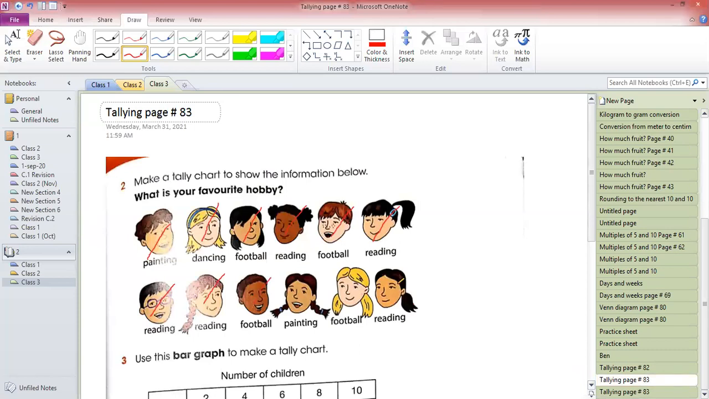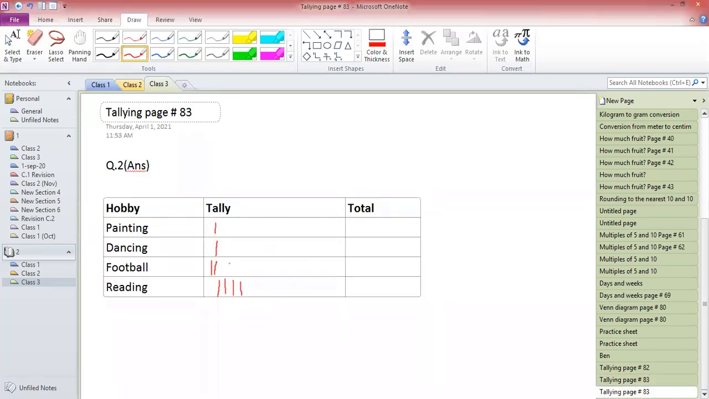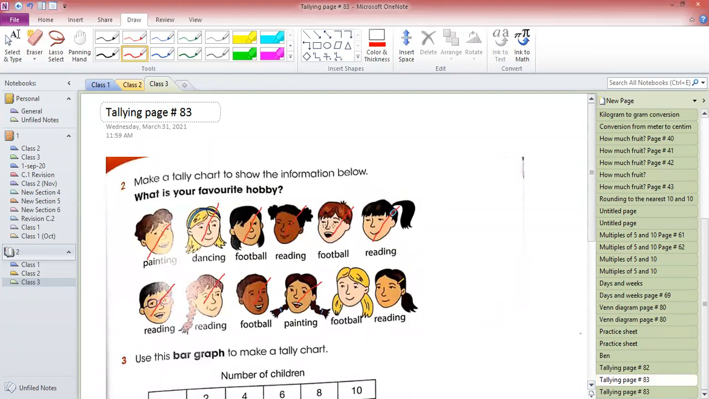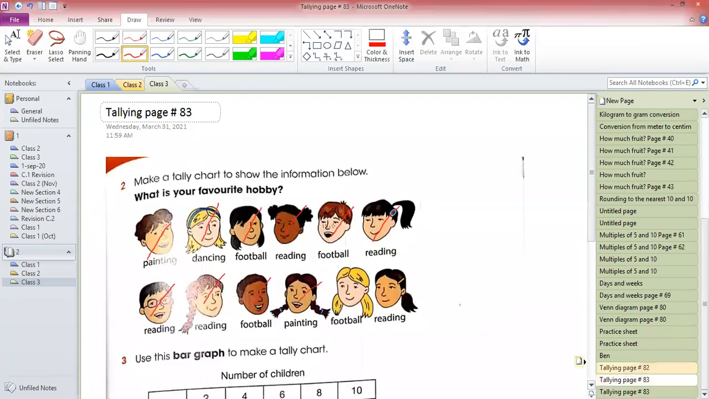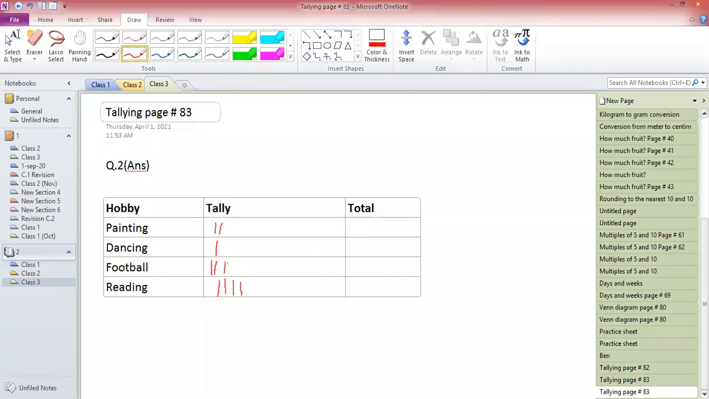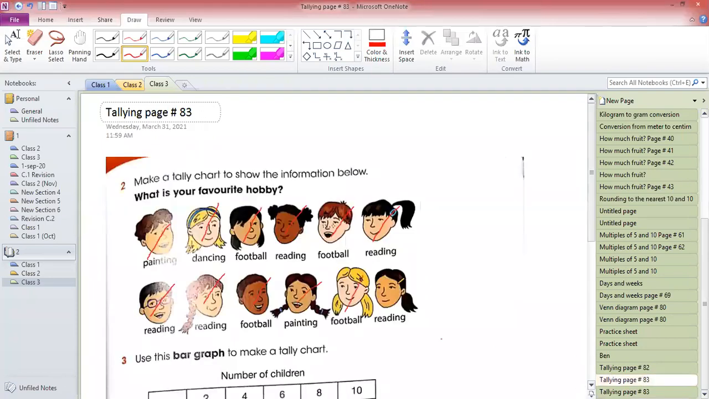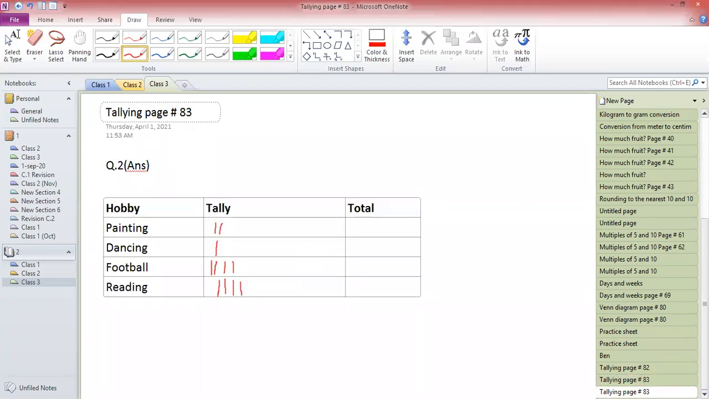Then football. So I'll come to football. Then painting. So painting is here. Then football. This is football. And then reading. So guys, I have already marked 4 lines. I told you for 5th object, I will not draw 5th line. I will cut all 4 lines. So this is 4. This becomes now 5.